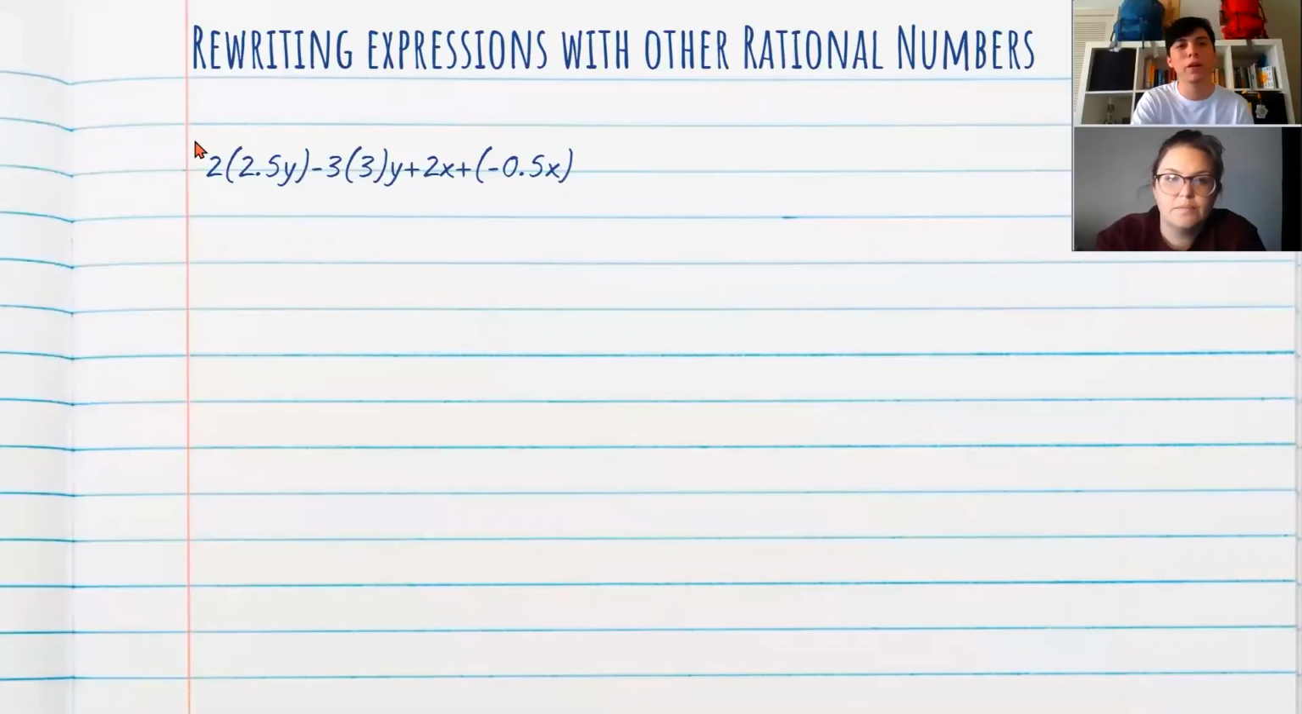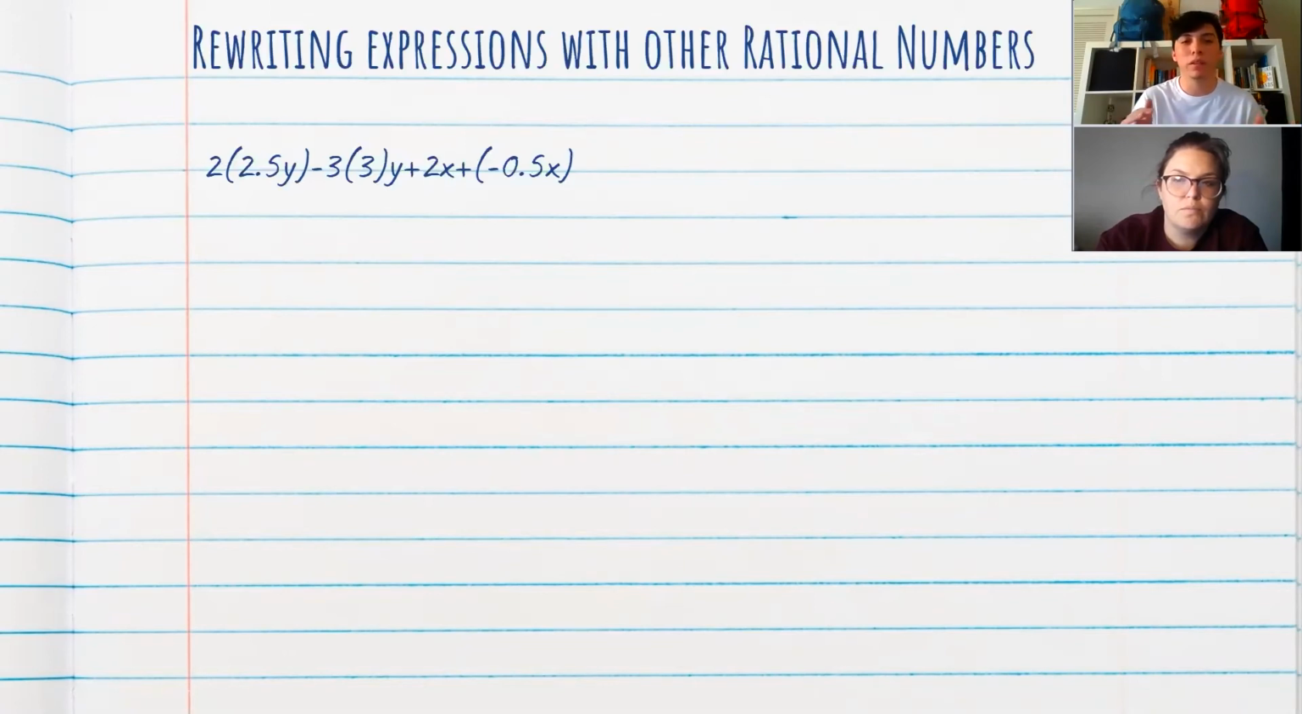Okay, so now that we've gone over how to expand and simplify or rewrite an expression in standard form with integers, now we're going to go over other types of rational numbers with decimals and fractions. So if we have the expression 2 times (2.5y minus 3 times 3y) plus 2x plus negative 0.5x, how would we rewrite this?